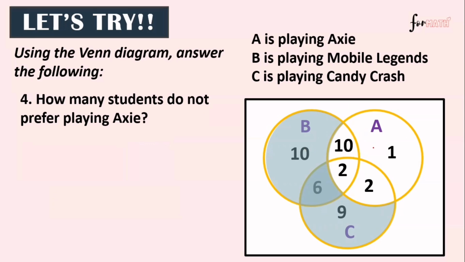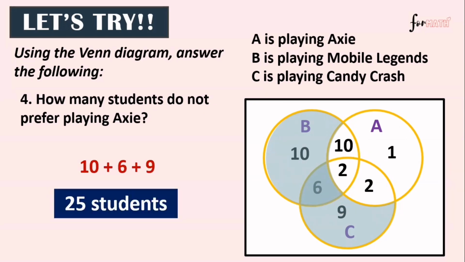So, part pa rin sila ng Axie, also si 2, at also si 2. Naglalaro pa rin sila ng Axie. Okay? So, ibig sabihin, ang bilang ng estudyante na ayaw maglaro ng Axie ay ito lang, yung 10, 6, at 9. Okay? So, add lang natin sila. So, we have 25 students. Okay? So, that's how we use the Venn diagram. Okay? So, now let's talk about the equal sets.